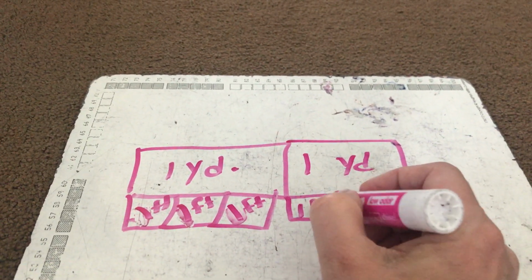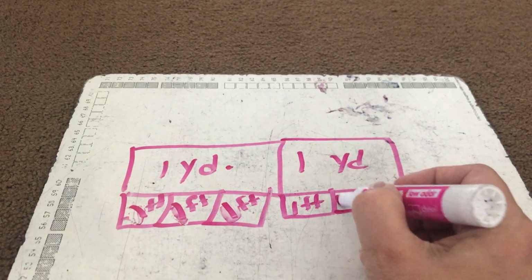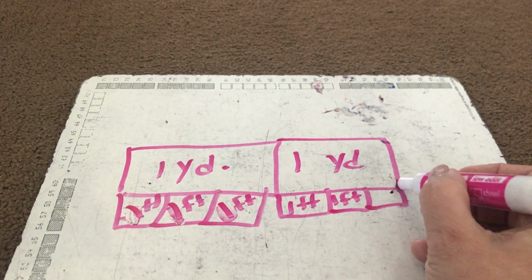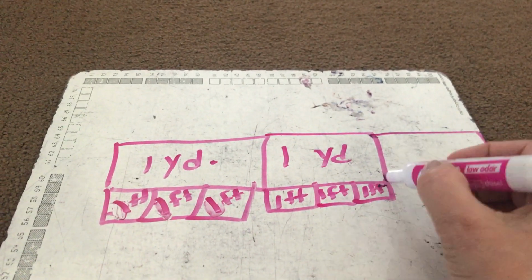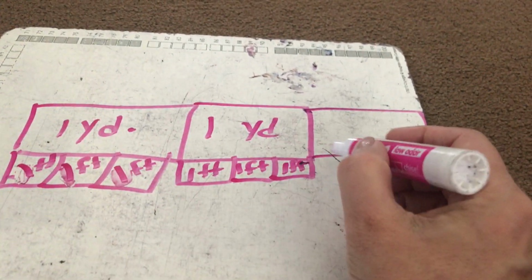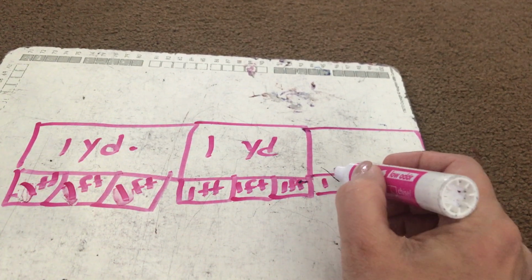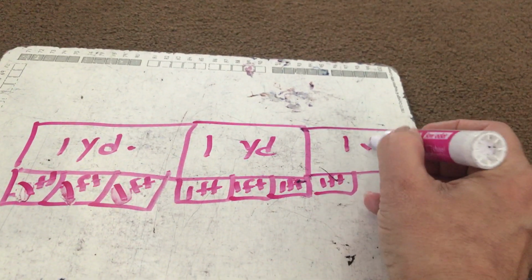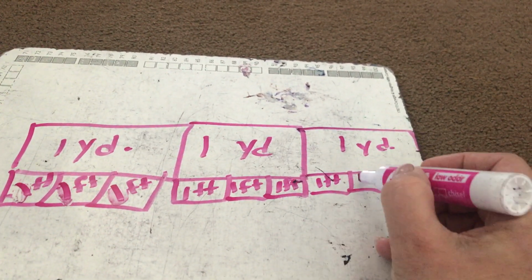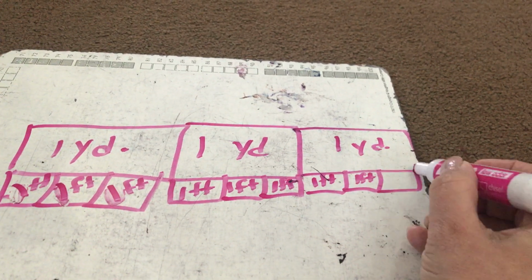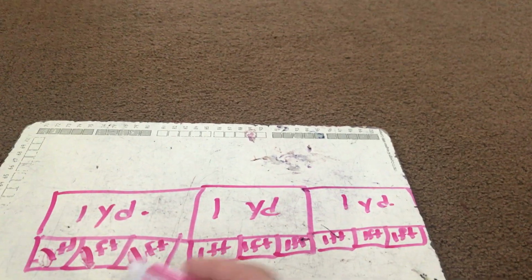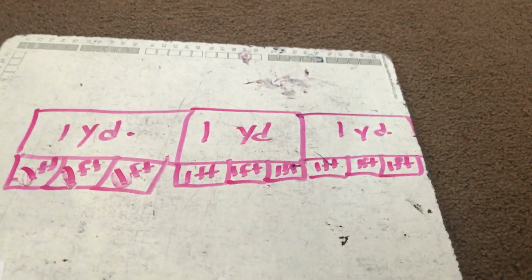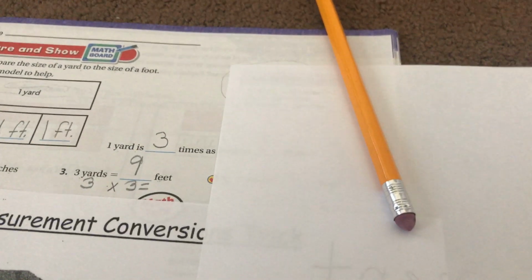And here's 1 foot. 1 foot. 1 foot. And that's 2. So I need 1 more. So here's another 1 foot. 1 yard. Another 1 foot. And another 1 foot. So how many feet do I have? Well, 3, 6, 9. That's why the answer to number 3 is 9 feet.